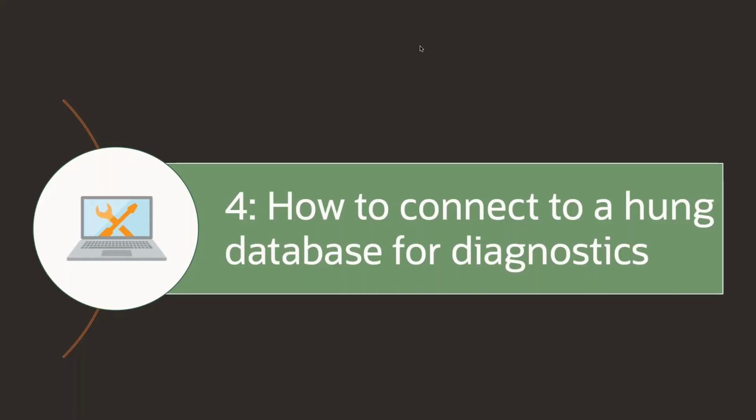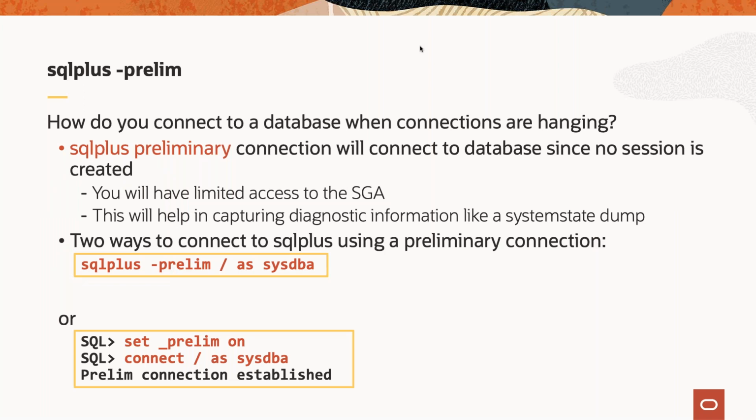The fourth tip is when your database is hung. How do you connect to a database that's hung to get diagnostics? There is something called a prelim mode. When a database is completely hung, sometimes you cannot connect to it for diagnostics. So you have to use SQL*Plus -prelim / as sysdba. This will use something called a preliminary connection, and this will have limited access to the SGA, but this will help you capture diagnostic information like a system state dump when you connect to an instance. So this is called prelim, and this is tip number 4.